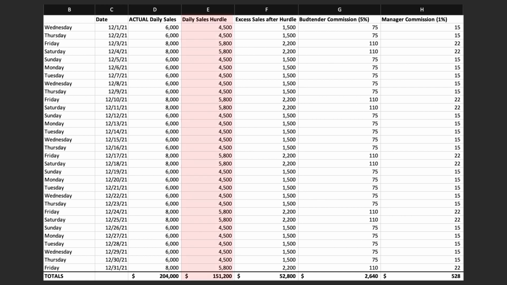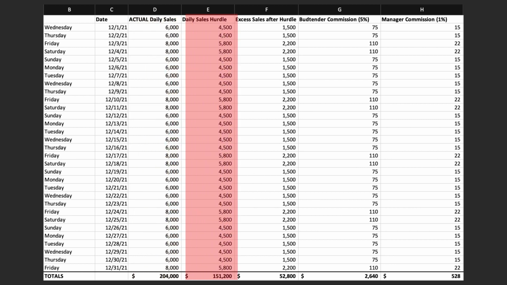In column E, this is the target monthly sales, and that is $151,200. And the average breakdown for weekdays and weekends in column E is $4,500 and $5,800 respectively. Now, column D, the total actual daily sales were $204,000 at the end of the month, and daily totals are recorded each day at the close of business.